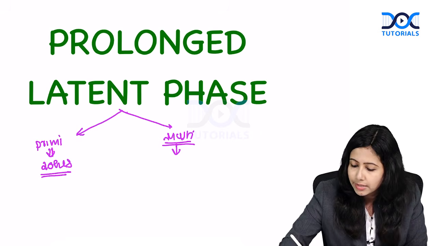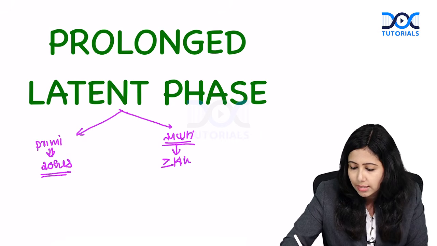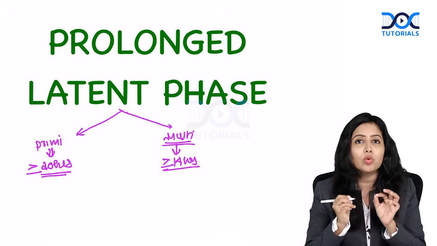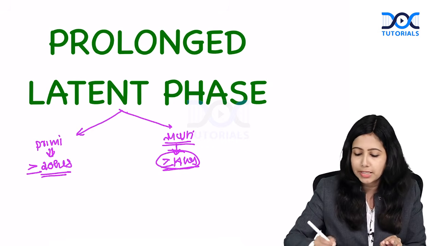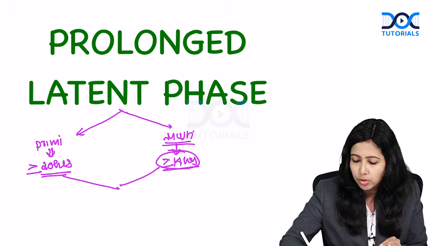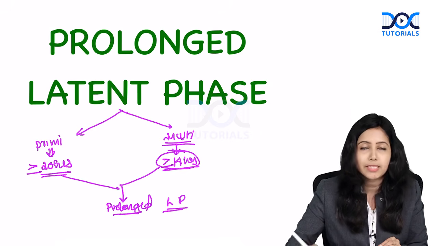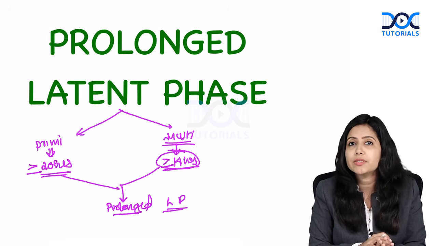In multigravida, it is slightly lower, that is more than or equal to 14 hours. If the duration is more than or equal to 20 hours in primigravida, or more than or equal to 14 hours in multigravida, then you are going to call it a prolonged latent phase. This is the definition of prolonged latent phase.